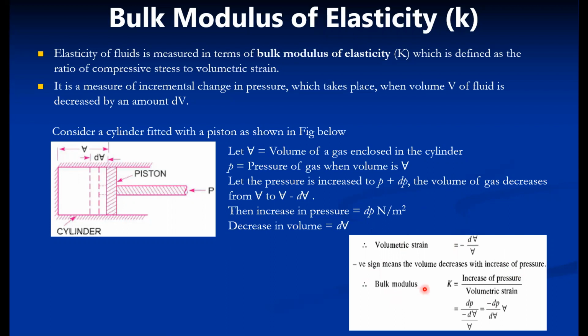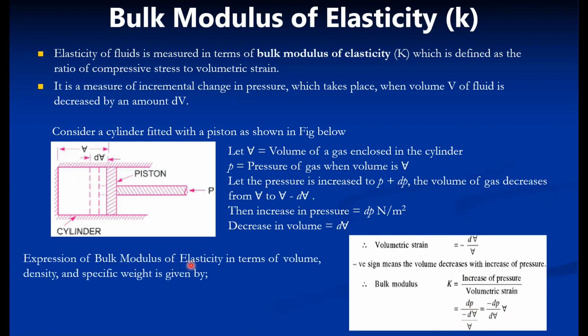As per the definition of bulk modulus of elasticity, K is equal to compressive stress to volumetric strain. Compressive stress is nothing but the increase in pressure. So K equals dP upon minus dV by V. So this is the bulk modulus of elasticity.